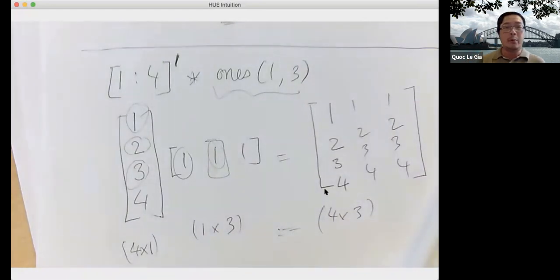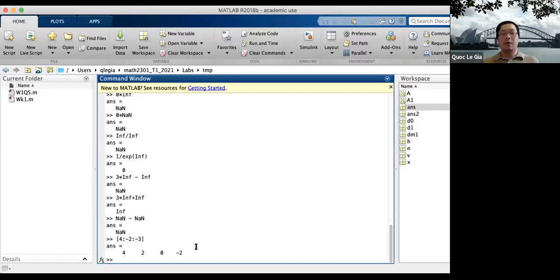And you can verify it with MATLAB. Okay, so now if I put it in MATLAB, then you can see that it will be as you expected. So 1, 1, 4, 1 to 4 prime, times 1, 1, 3. So it gives you the 4 by 3 matrix. So if you remember your linear algebra, then from the formulas in MATLAB, you can compute the output easily.